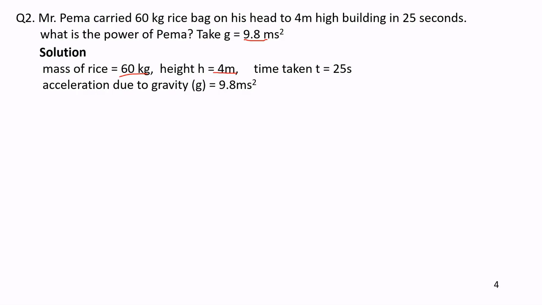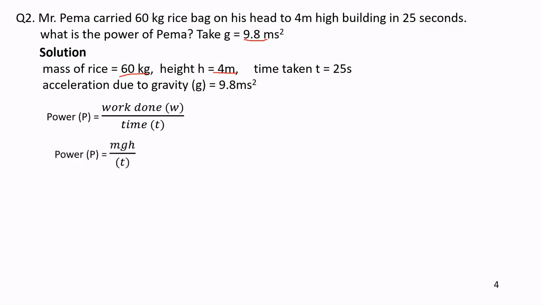It is because we assume that the man is climbing vertical height. Usually buildings are vertically stiff, so we climb up instead of carrying and running through the horizontal distance. The time taken to walk 4 meters carrying the bag is 25 seconds, and acceleration due to gravity is also given.